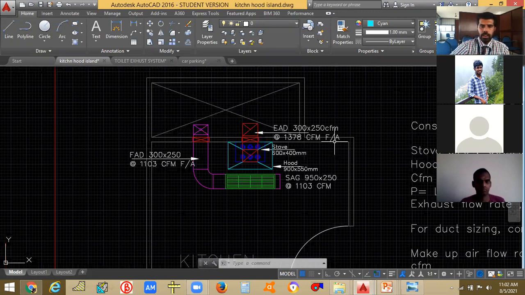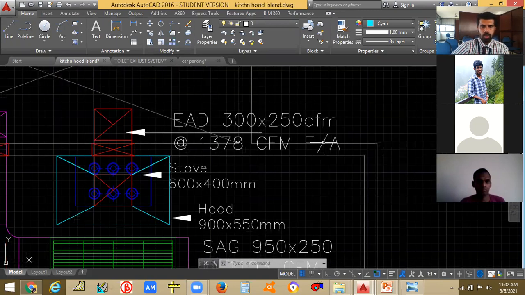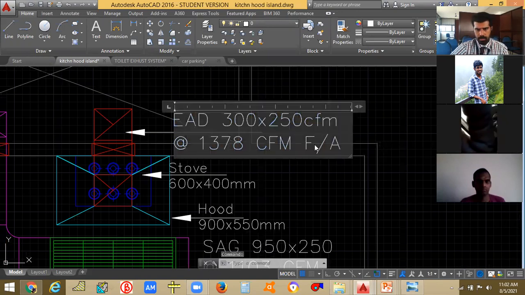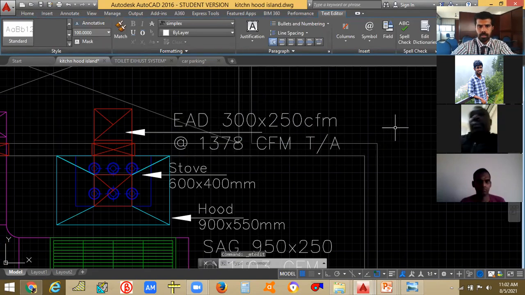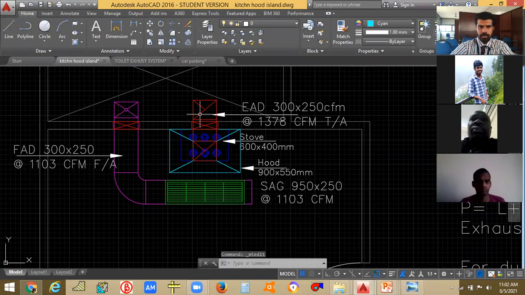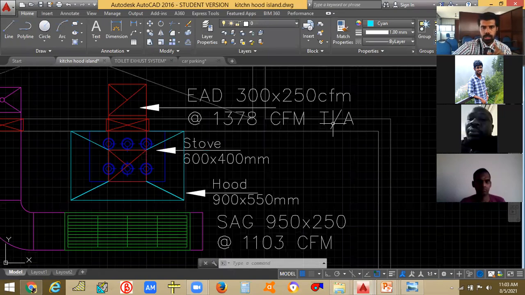The arrow shows from above. No, it is not from above, it is to above. The air is coming and it is going to above. From the top, you could have said that it is from above, but it is to above.